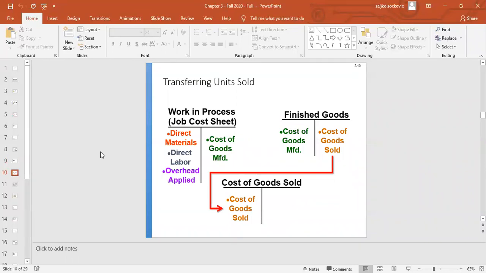Once we sell these things, they go to the cost of goods sold account. Cost of goods sold account is not an inventory account. It's just an expense account. And we are keeping track. Again, if you like to work with the accounts, if you like financial accounting, an expense account has a debit balance, normal balance, so cost of goods sold is on the debit side. And then on the credit side, we would reduce this account. That's what we did in chapter 2. So we would send these finished goods costs that we sold to our cost of goods sold account.